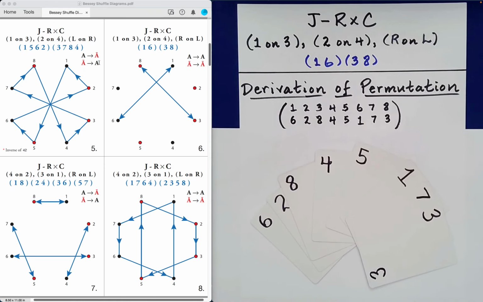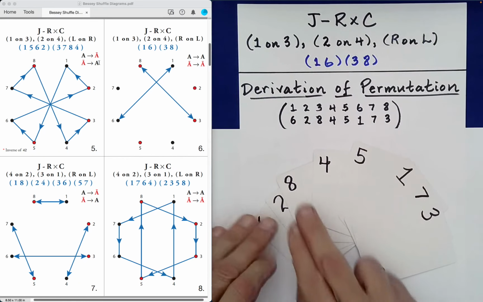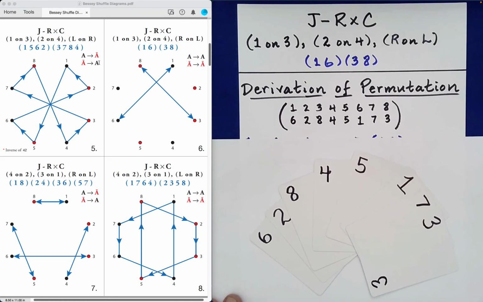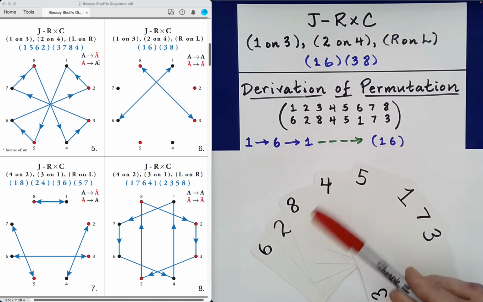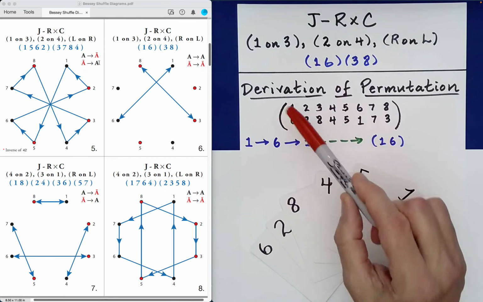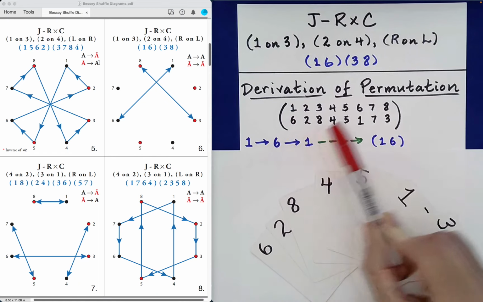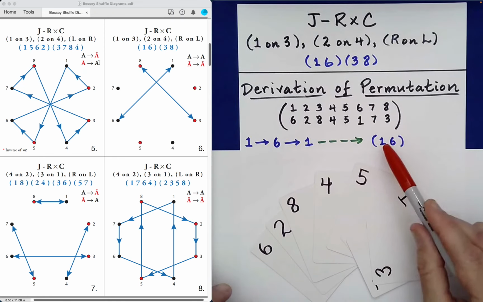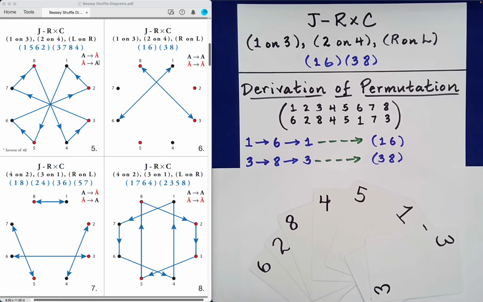So that is how I got Cauchy's 2-line notation for this permutation. That bottom row right there is 6, 2, 8, 4, 5, 1, 7, 3. And we can convert this to cycle notation, which is far more compact. So what we do here is you just look at 1 on the top row. Where does 1 go? 1 gets sent to 6. 6 goes to 1. So it wraps around. So we get this little 2 cycle, also called a transposition. So 1 and 6 just switch places.